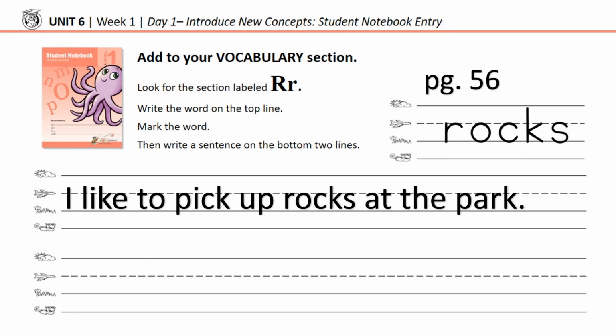Here is your word of the day. It is rocks. I like to pick up rocks at the park. Turn to page 56 in your student notebook and copy the word rocks and the sentence, I like to pick up rocks at the park.